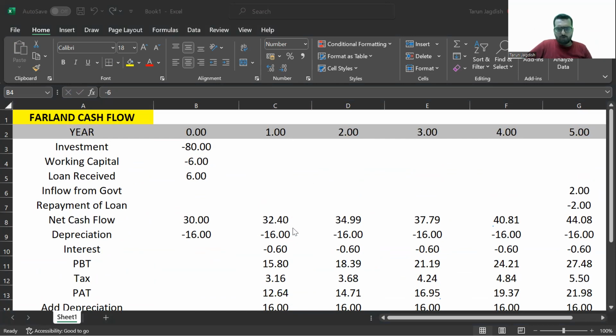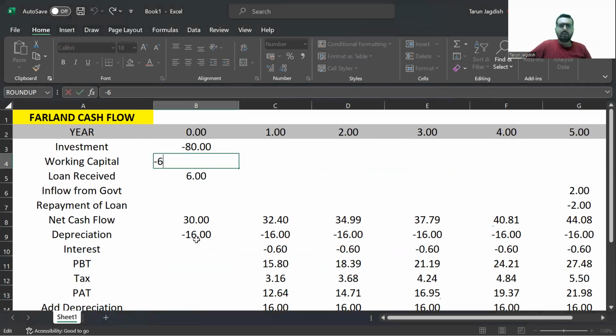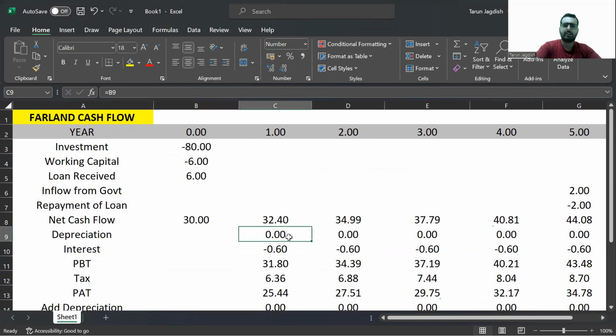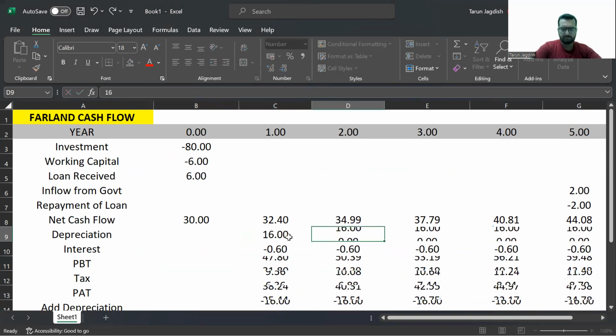1 minute. What is your doubt? Why depreciation for year 0? Okay, year 0, you are beginning, there will be no depreciation, correct? I'll remove that. Cash flow will be there. Okay, so I'll remove that. That's fine. But if I remove that, I'll do one thing. I'll put 16 over here directly.